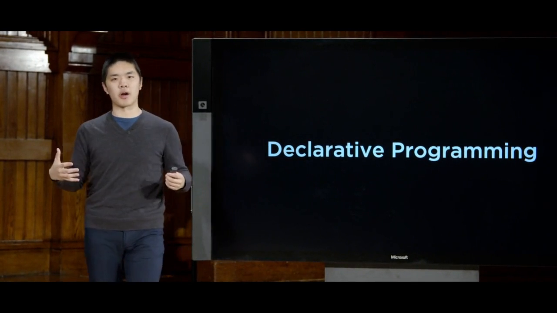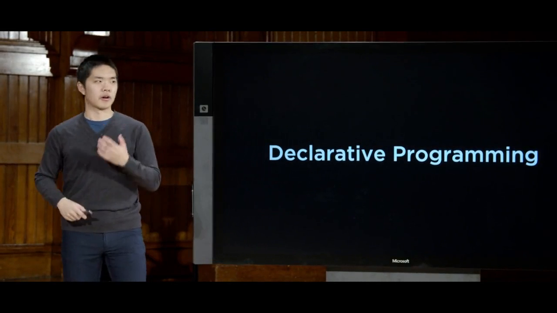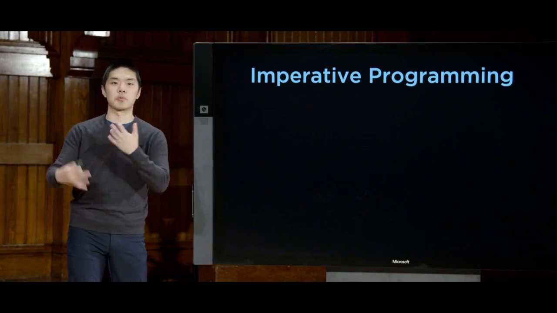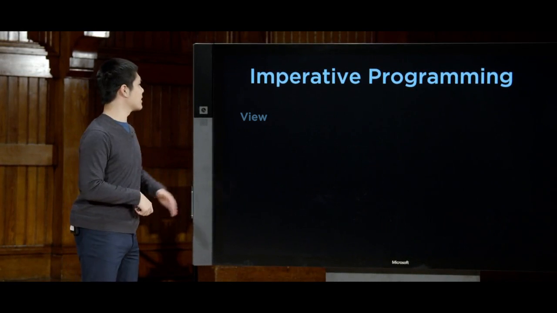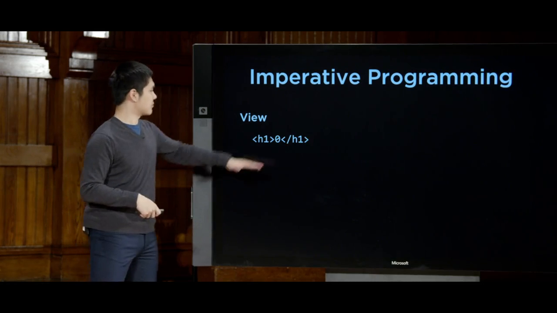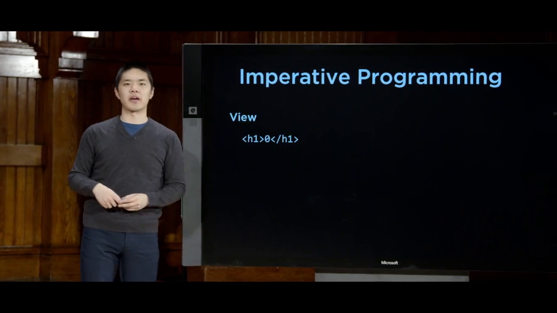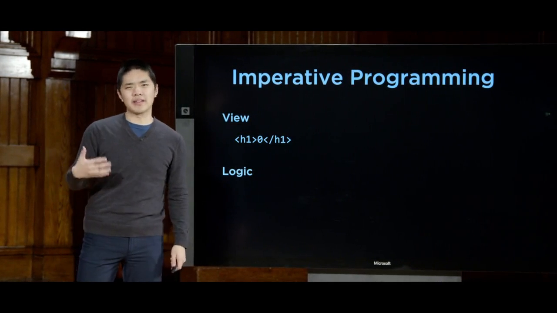In imperative programming, you generally give the computer commands, tell the computer what to do. For example, if we had that counter program from before and we wanted to update the counter from one number to another number, in the view, like the HTML that the user sees, we would include something like a heading that just has the number 0 inside of it. And then the logic in imperative programming would take something like this form.